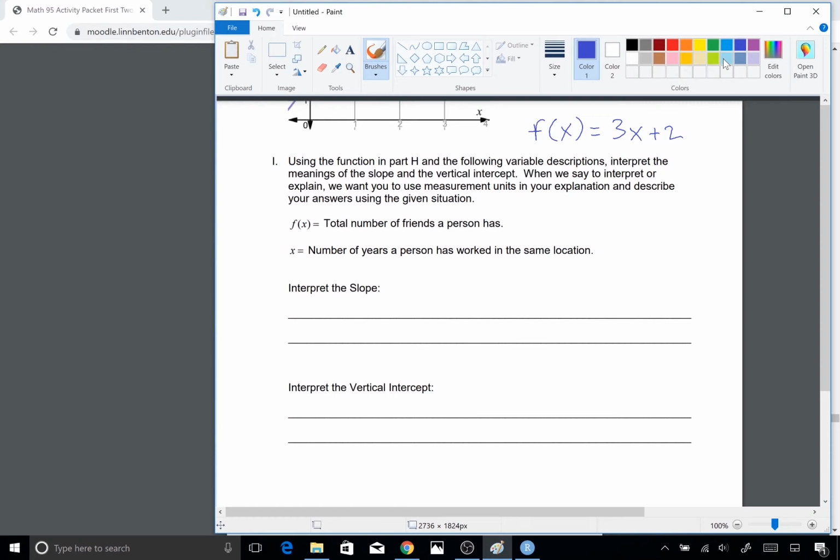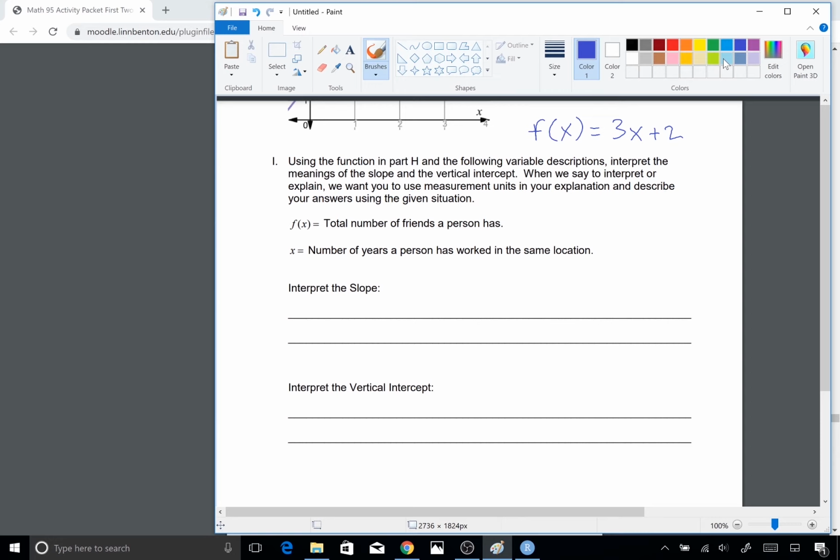Part I says f of x represents the number of friends someone has. x is the number of years someone has worked in the same location. It's saying that the number of friends someone has is a function of how long they've been working in the same place. If you tell me how long someone has worked there, I can tell you how many friends they have. What would the interpretation of the slope be?